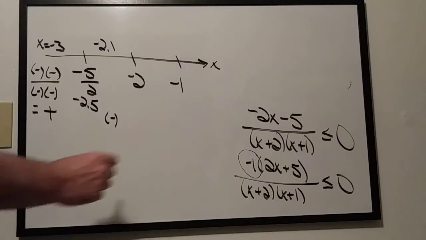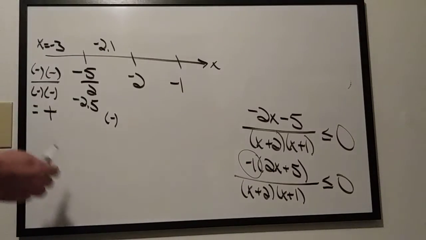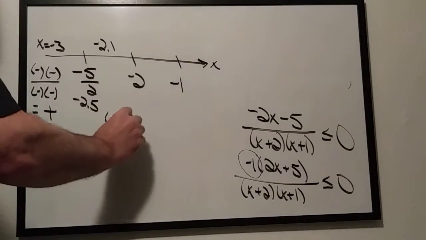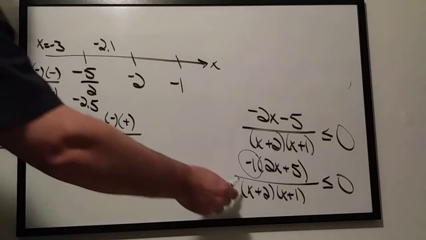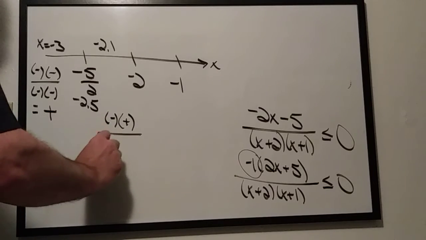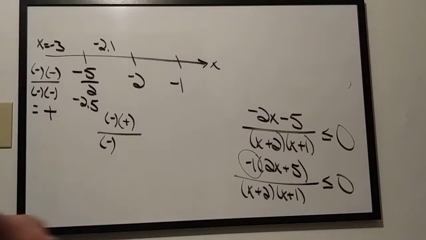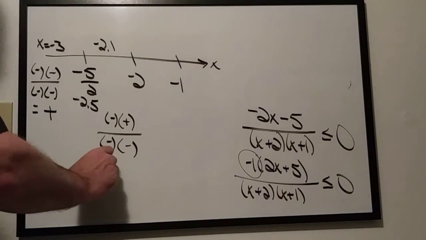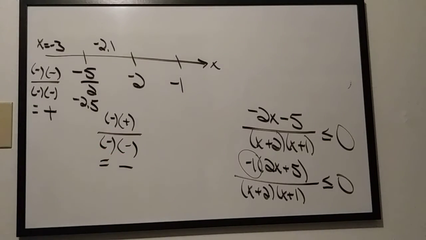So there's my negative. And then if I plug in an x value of negative 2.1, 2 times negative 2.1 plus 5, this time that's going to be positive. And then we're going to have negative 2.1 plus 2. That's going to be negative. Negative 2.1 plus 1, also going to be negative. This time I have 3 negatives. That means that we're going to have a negative in that region.